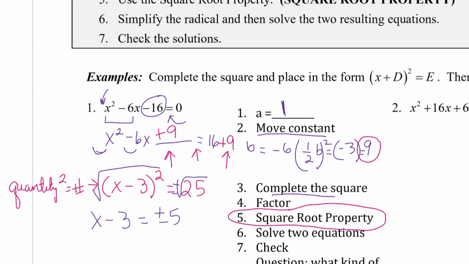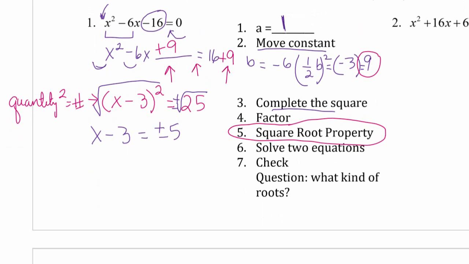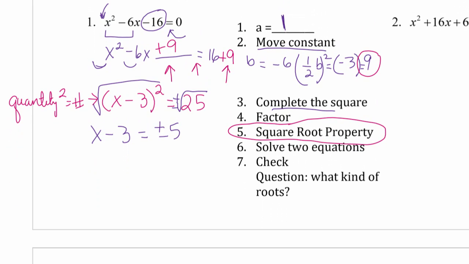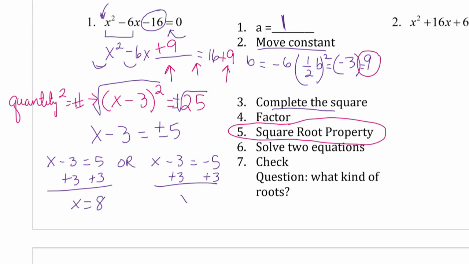Fantastic. So now we have to solve two equations. The first equation is x minus 3 equals 5, or x minus 3 equals negative 5. Add 3 to both sides. And here we get x equals 8. And we're going to add 3 to both sides here, and we get x equals negative 2. And it says to check.